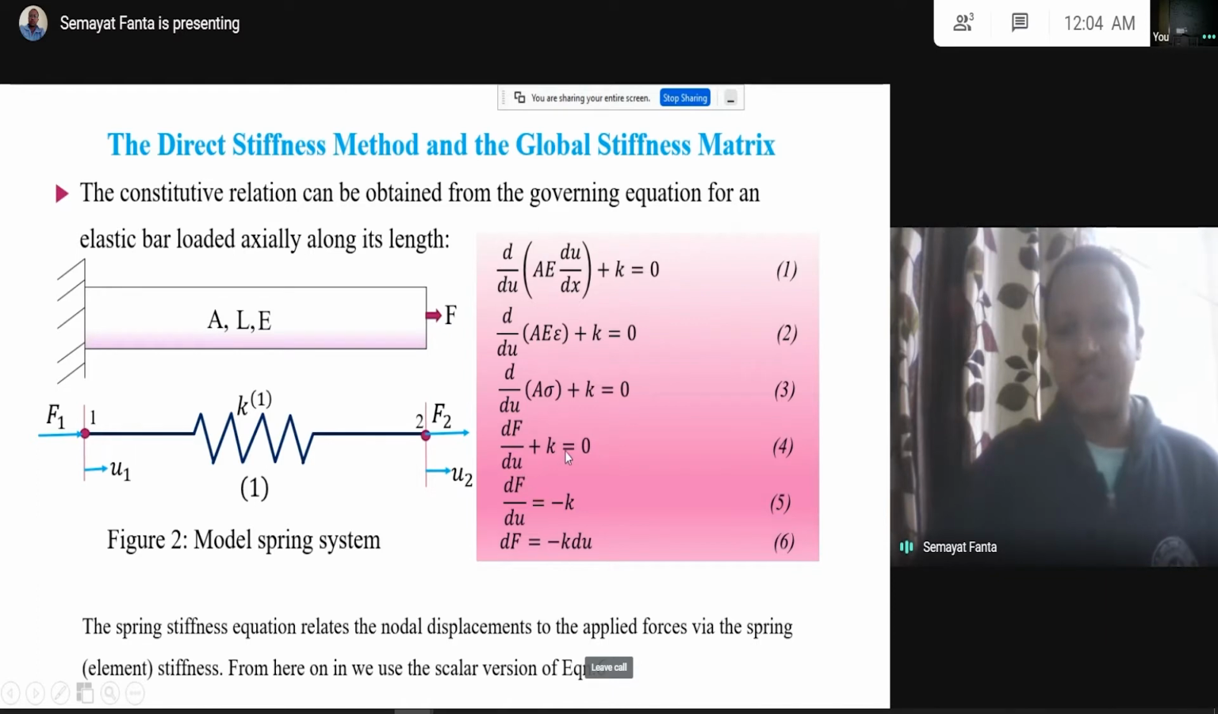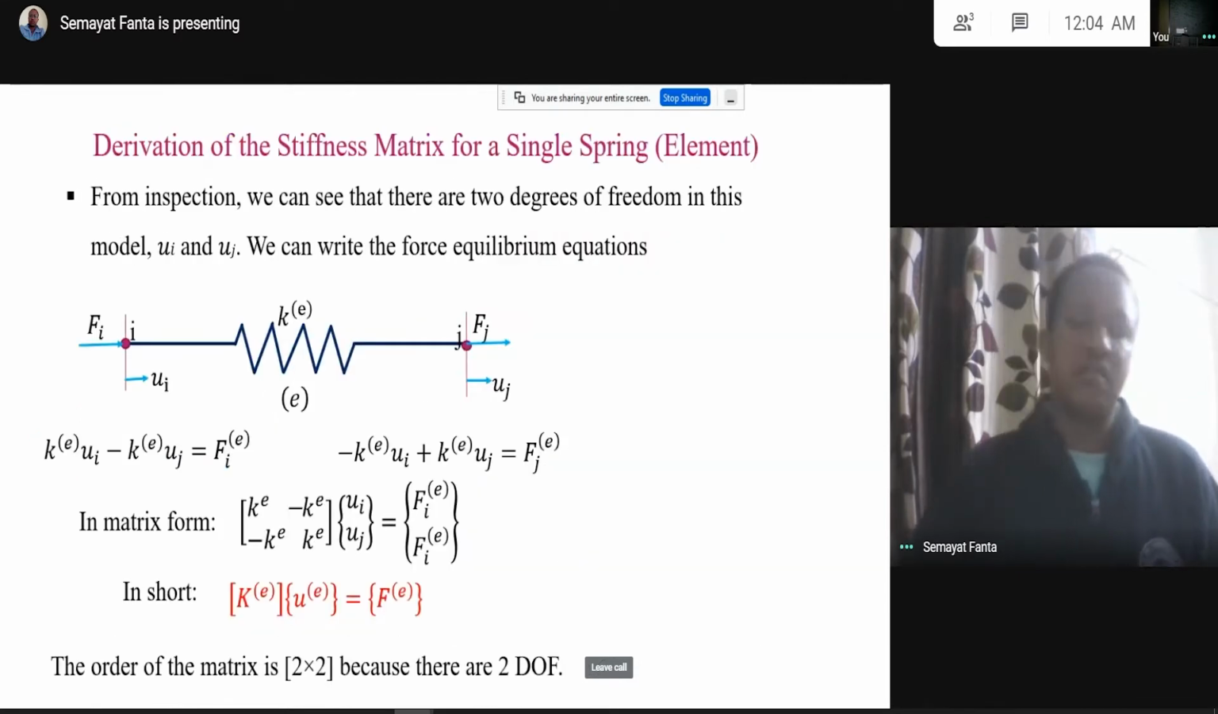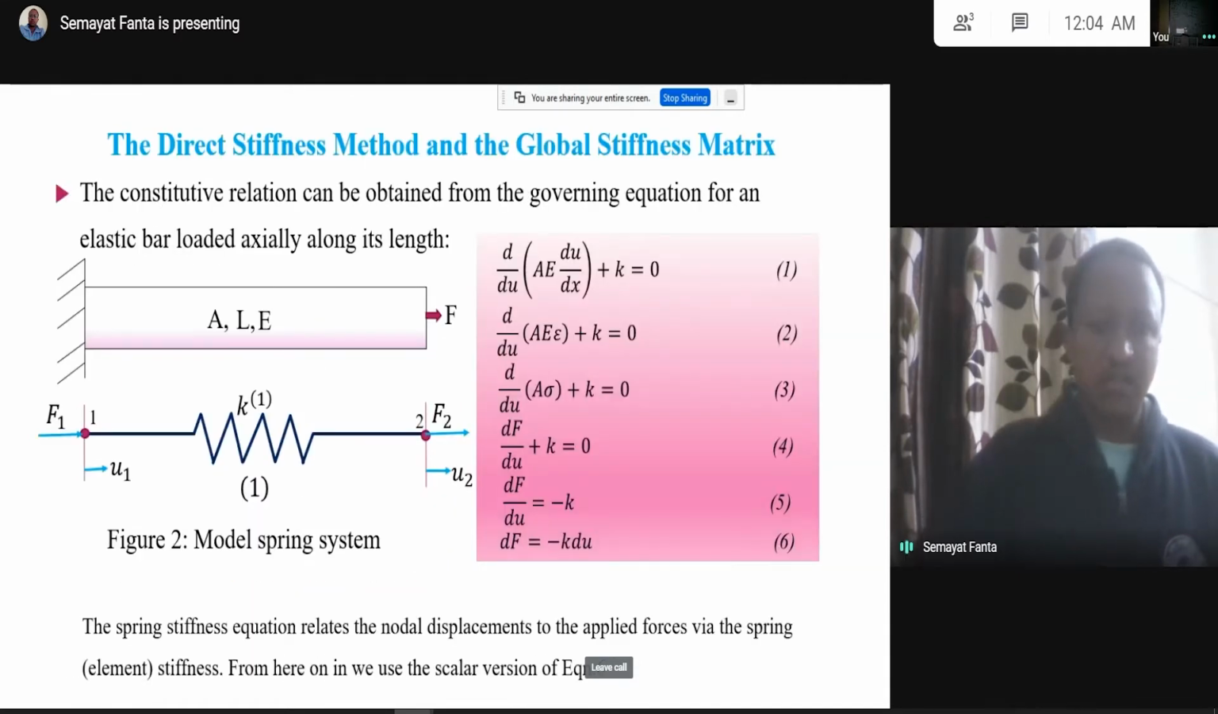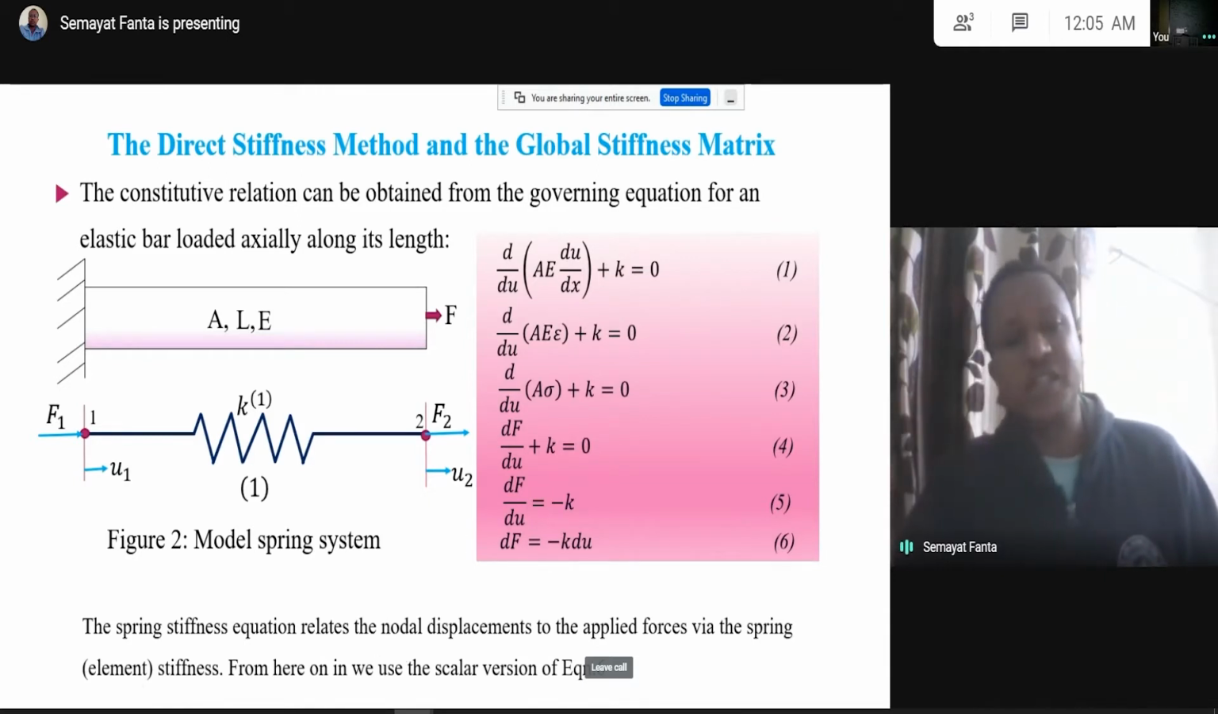So dF over dx plus K is equal to 0. Then equating this, we can get dF is equal to K dx. Anyway, this is the equation. So the spring equation relates the nodal displacements to the applied force through the spring element stiffness. From here, we can see that equation number 6 is a scalar version of the equation.